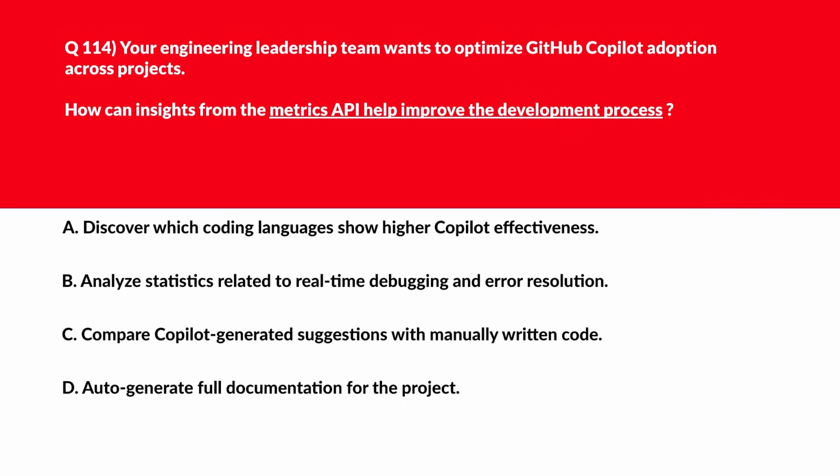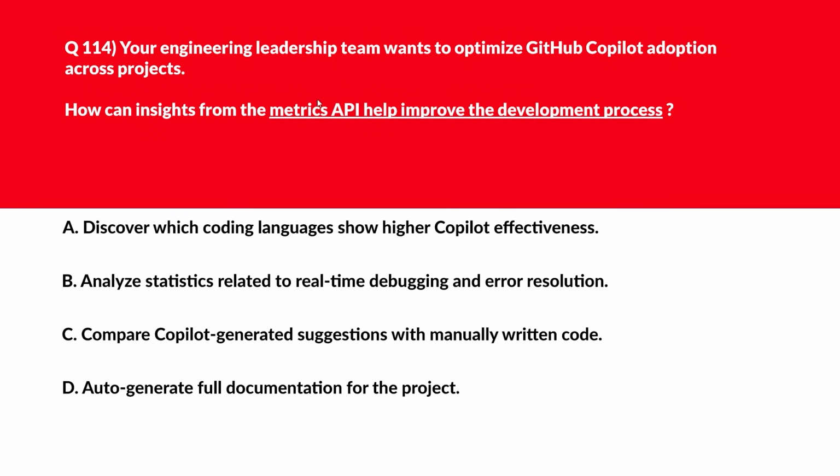Let's bring the heat to the snow. This is all about Metrics API to improve development process. Option A says discover which coding languages show higher Copilot effectiveness. The Metrics API reveals language-specific usage insights, showing where Copilot adds the most value for adoption. Let's keep this. Option B says analyze statistics related to real-time debugging and error resolution.